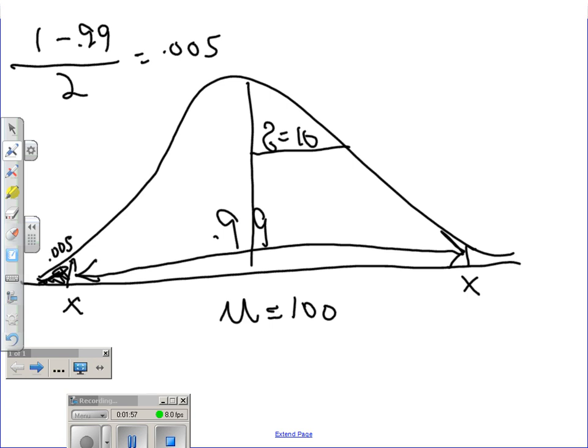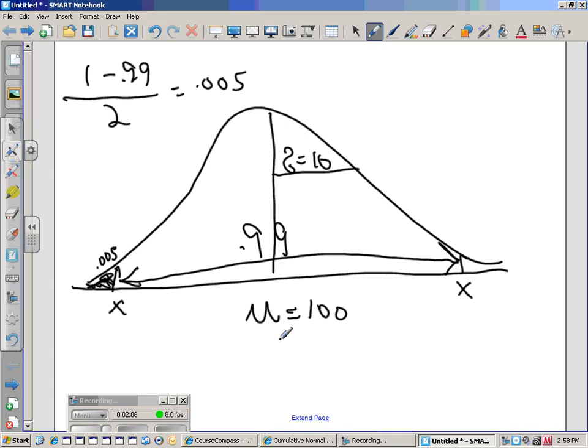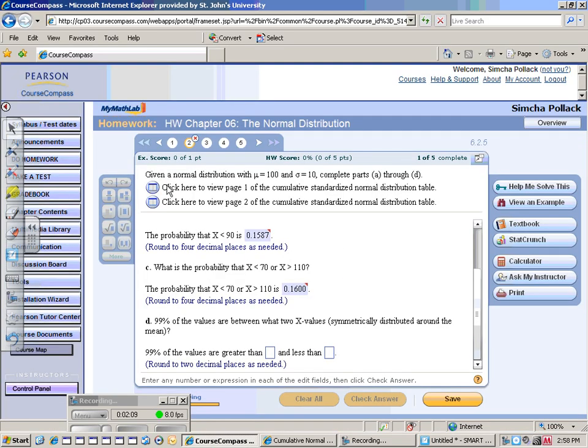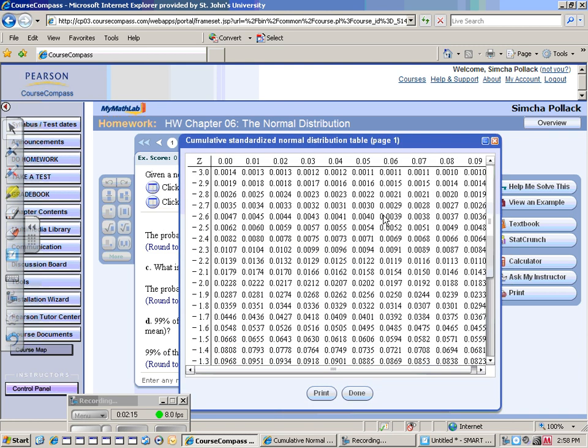So the question is which z value, because we have to find the z value before we can get the x value, will satisfy that relationship. So going back to the Course Compass negative z table, we see that 0.05 is found in between 0.051 and 0.049. Let's make it 2.58. That's a good enough approximation. So negative 2.58.